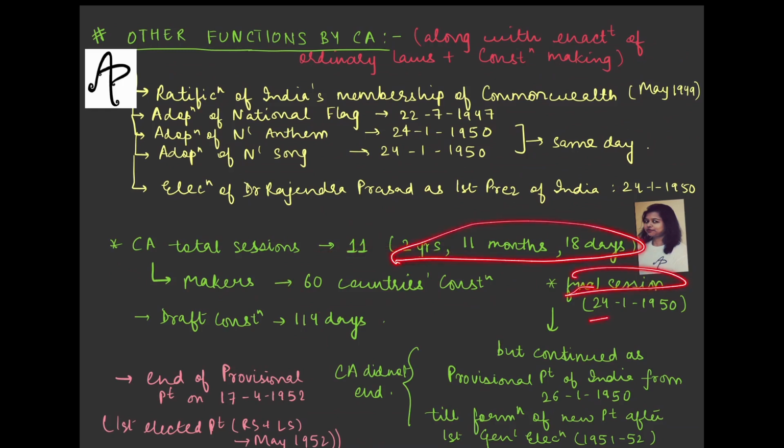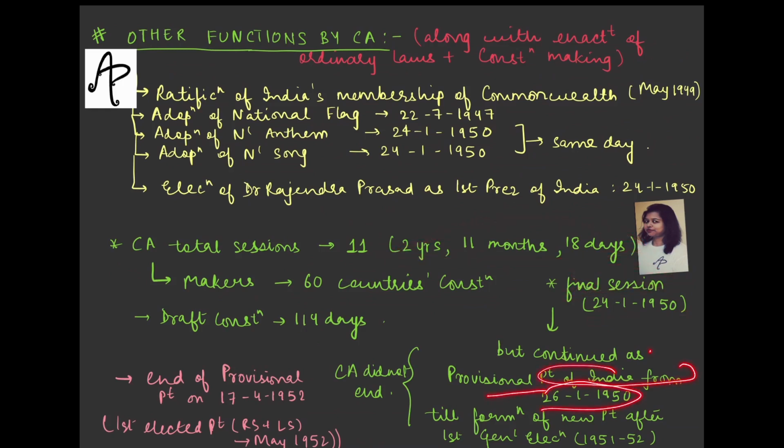The last session happened on 24th of January 1950, but continued as Provisional Parliament of India from 26th of January till the formation of new parliament after first general election 1951-52, which I have just said above. Constituent Assembly did not end. This you need to remember. Prelims में they can give you this one line.